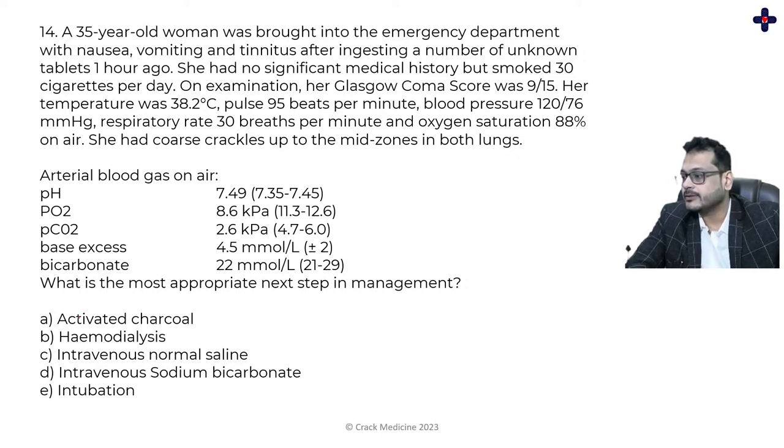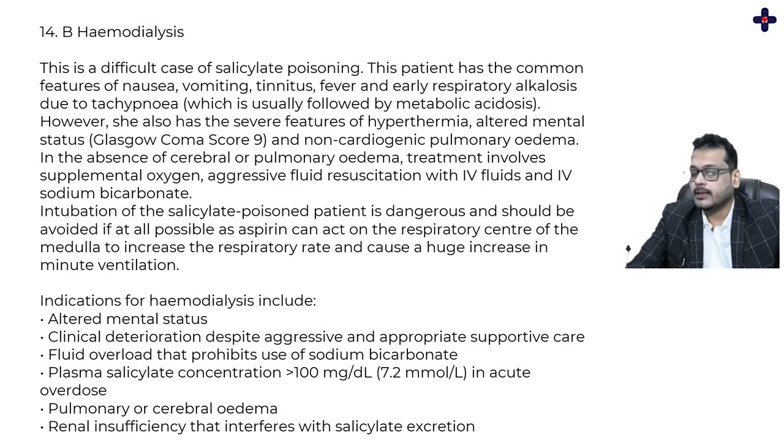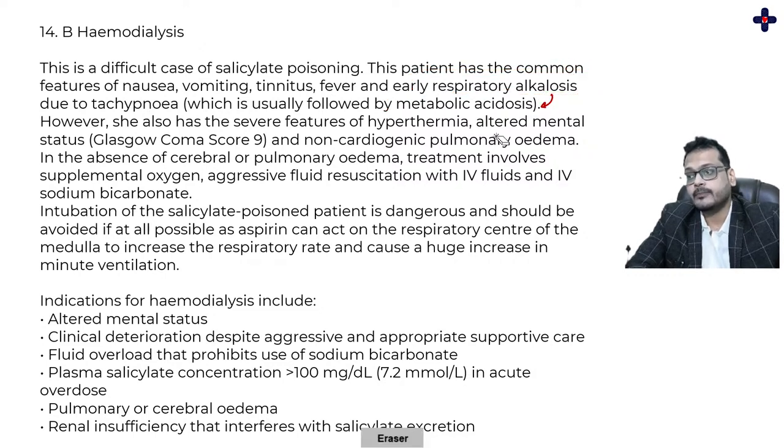Okay, so the most appropriate next step in management here is hemodialysis. Okay, that is the treatment of choice here. The thing you have to understand about salicylate poisoning is it has a very classical pattern of respiratory alkalosis followed by metabolic acidosis. So initially, there is hyperventilation and the patient has respiratory alkalosis, and later on, the patient goes into metabolic acidosis due to the drug. So respiratory alkalosis coupled with metabolic acidosis is very classic of salicylate poisoning.